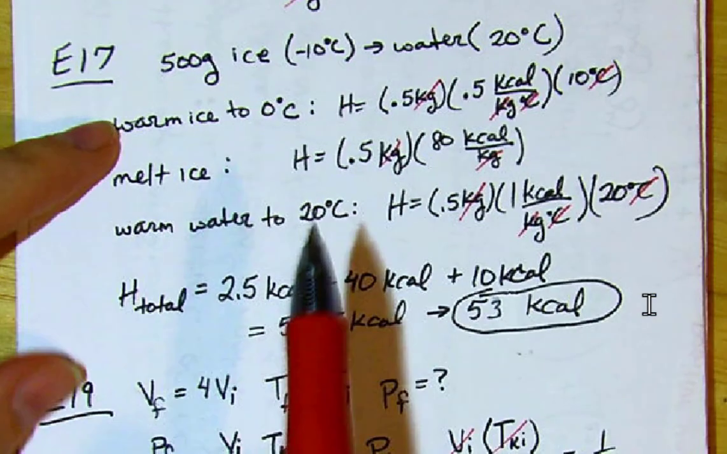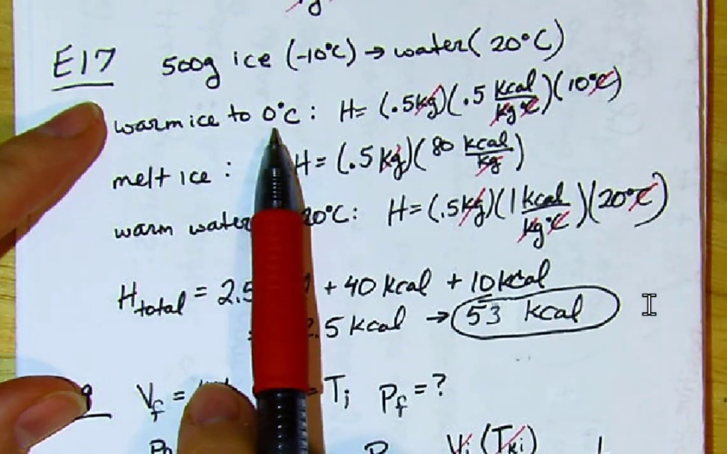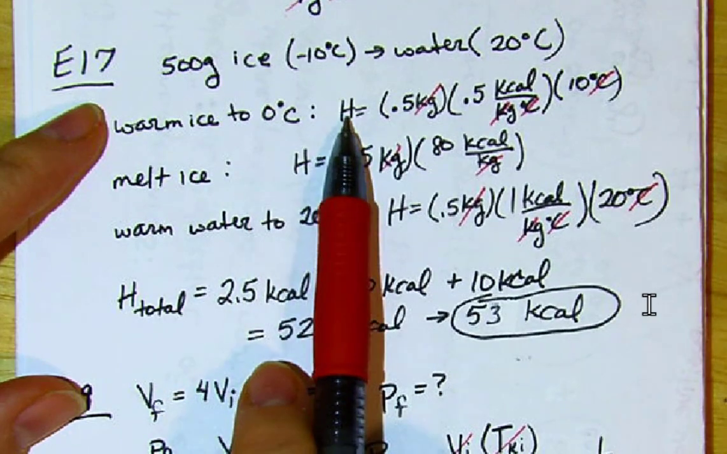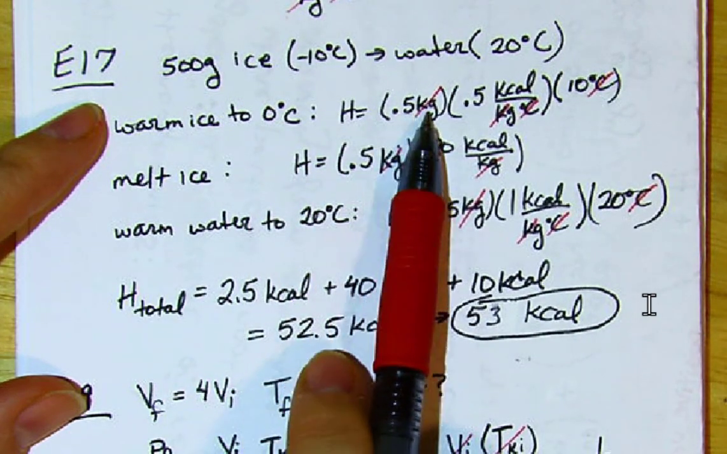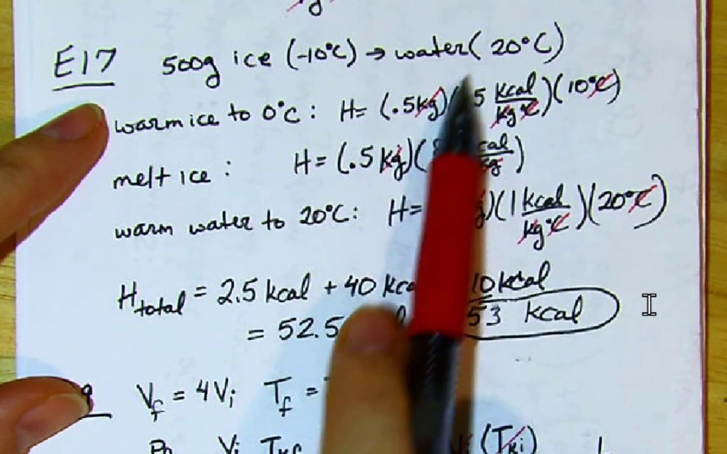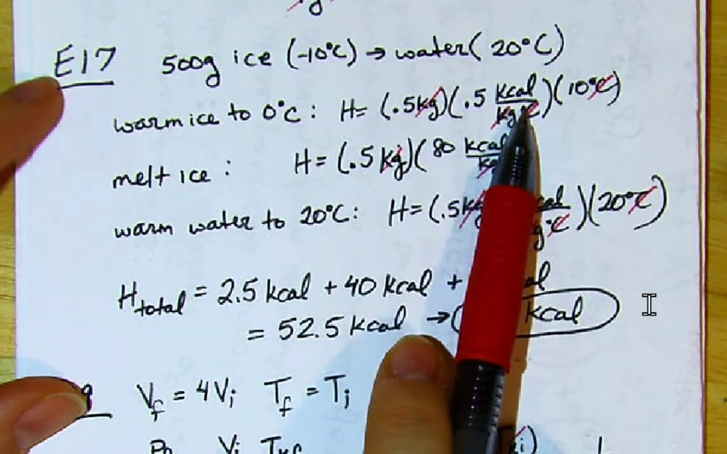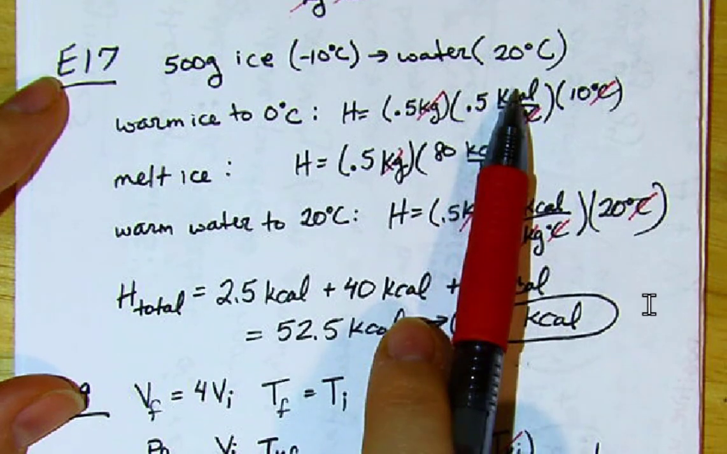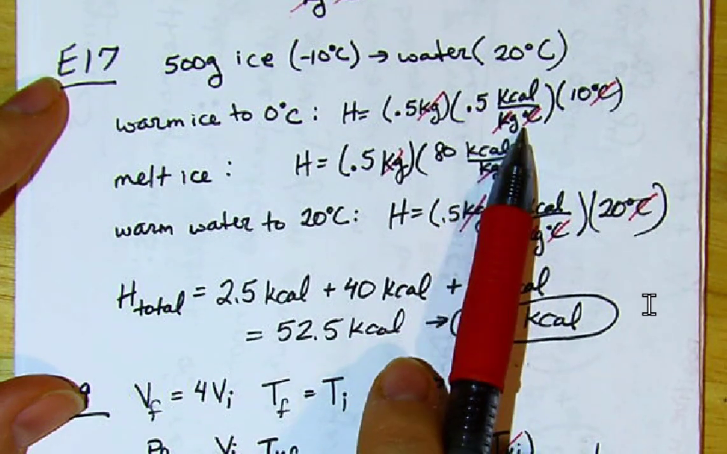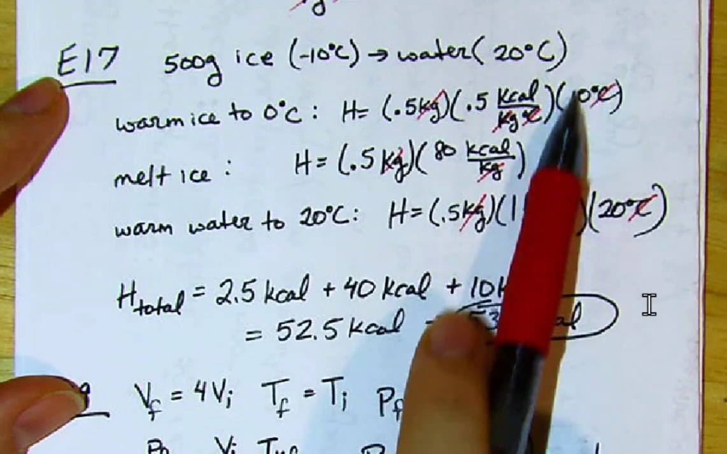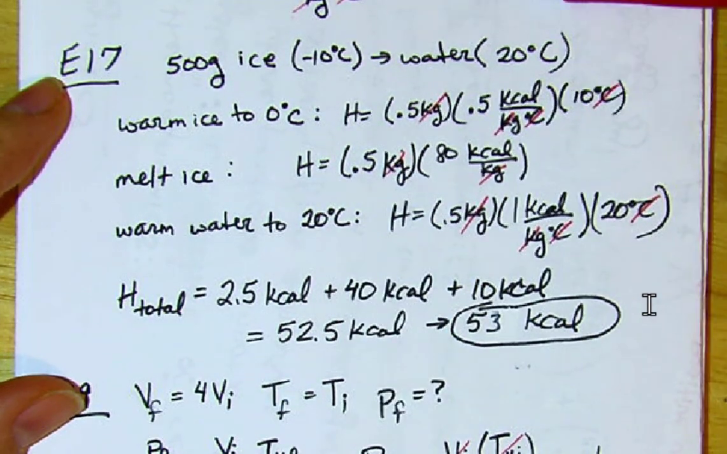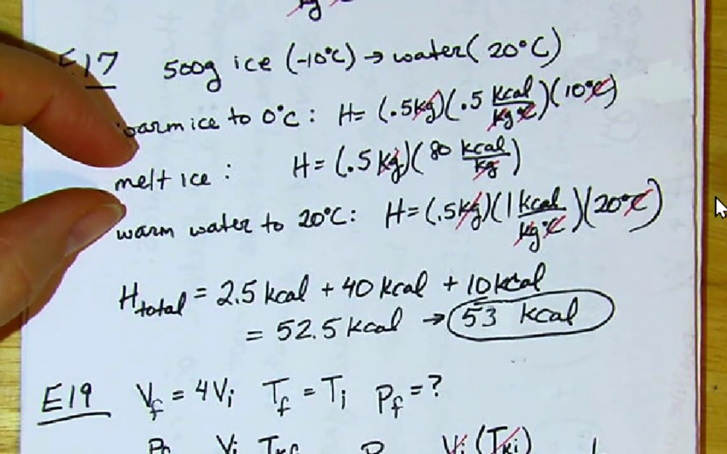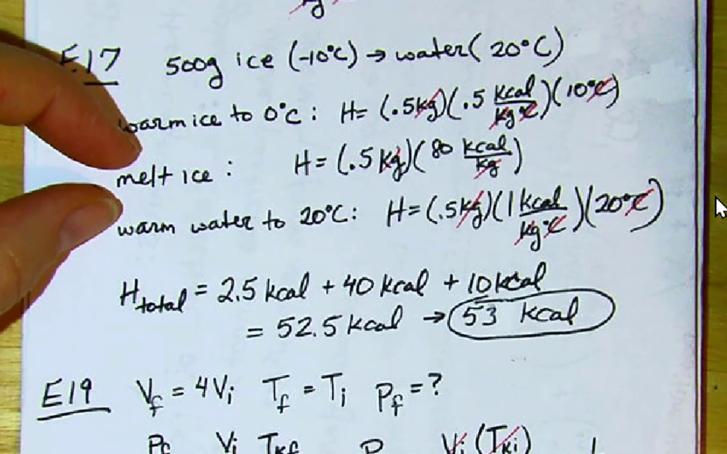So first, let's warm the ice to 0 Celsius. So our equation is H times the mass of 0.5 kilograms times the specific heat of ice, which I looked up in the table was 0.5 kilocalories over kilogram degree Celsius, times the temperature change, just like we did up here. Here's for melting the ice into water. So this is the latent heat equation.